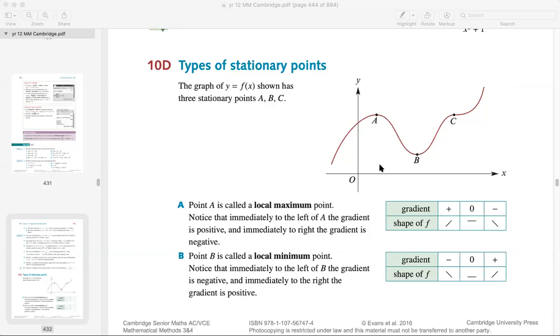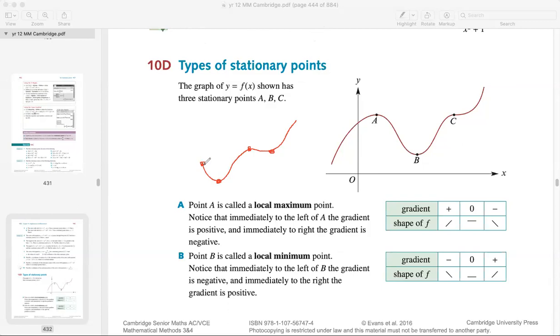And my question here is, why do we need to add the word local in front of the maximum or minimum? The reason is that it might be the maximum only for this part of the graph, but may not be the absolute maximum or absolute minimum for the whole graph. So if I have a graph like this one, this guy is my local minimum, this one is my local maximum, and this guy again is my local minimum.